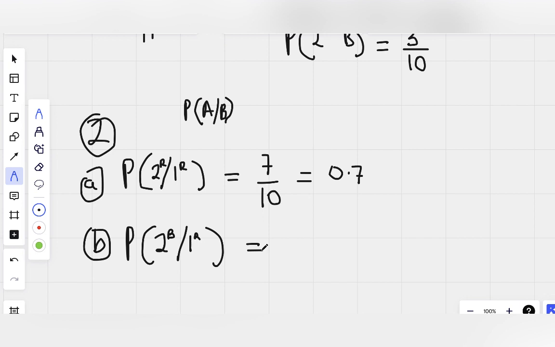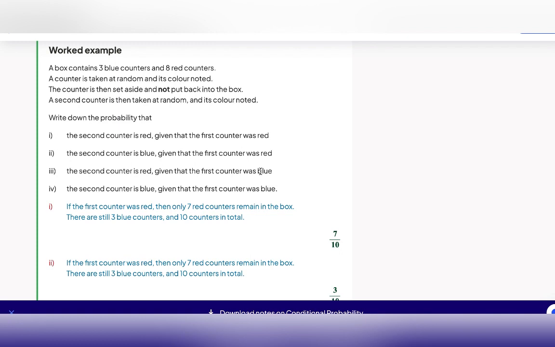So it's still 3. So we say 3 over, but not 3/11 this time around, because in the first case you picked one red out. So it's remaining a total of 10. So the probability will be 3/10. The probability of picking a second counter being blue is 3/10. Is that okay? Now let's go to another question of conditional probability.